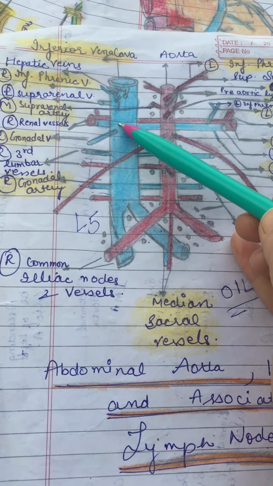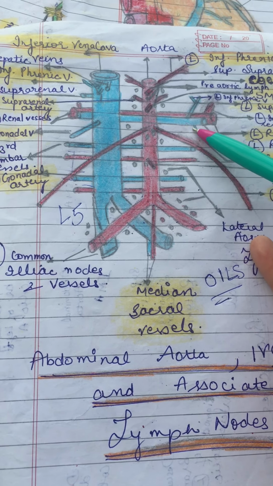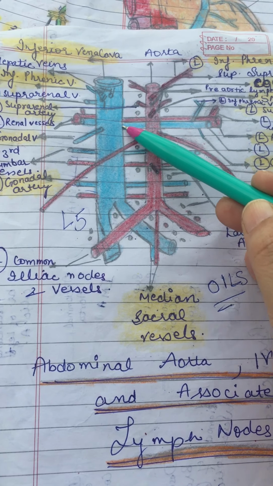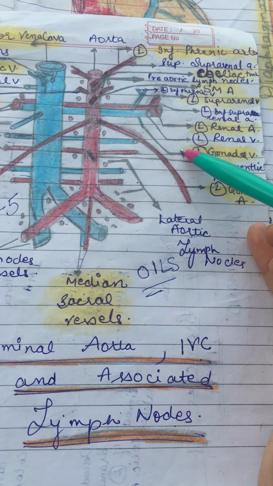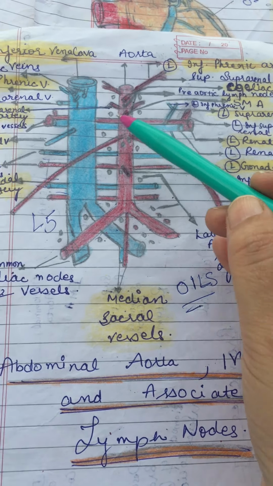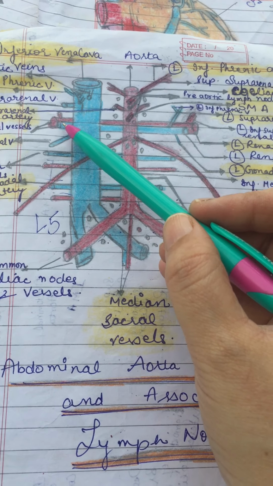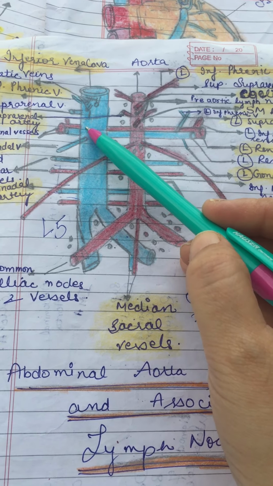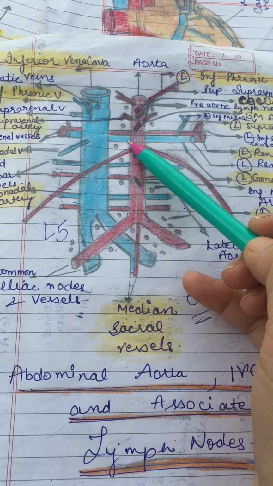But the left gonadal veins, they open into the left renal vein. This is the renal vein. So the left gonadal vein opens into the left renal vein, right? So this is the difference. Right testicular or ovarian veins open below the entrance of the renal vein, while the left gonadal veins open into the renal vein, right?